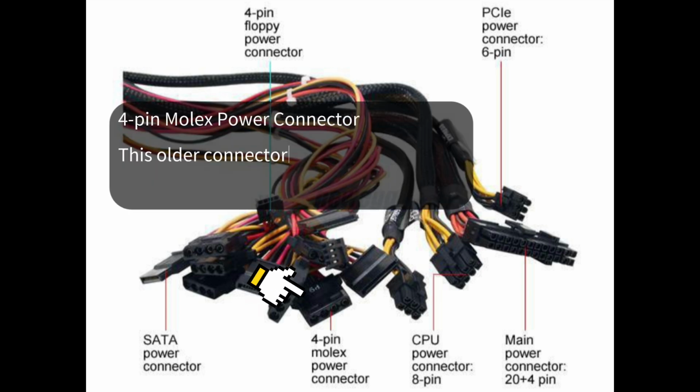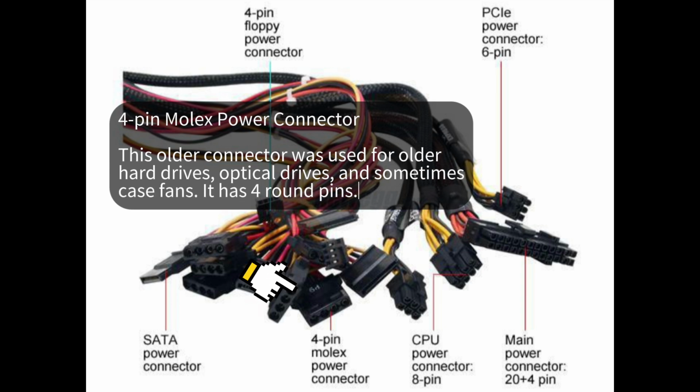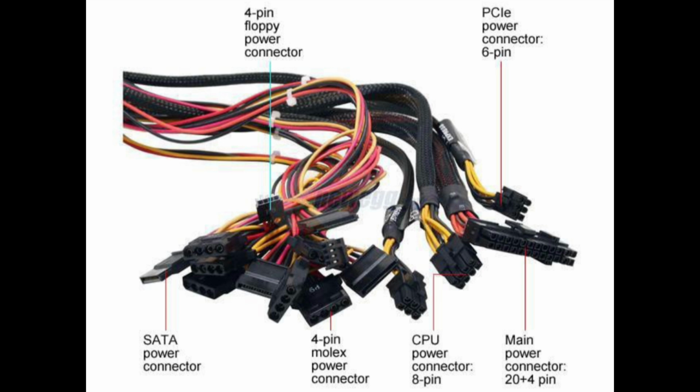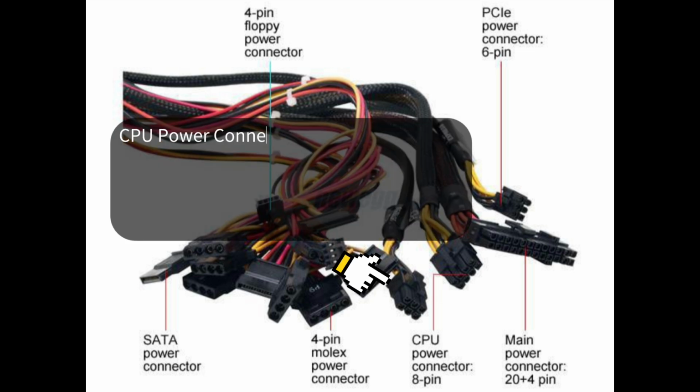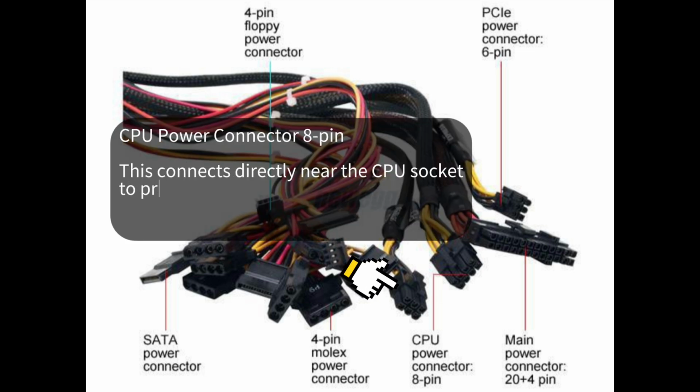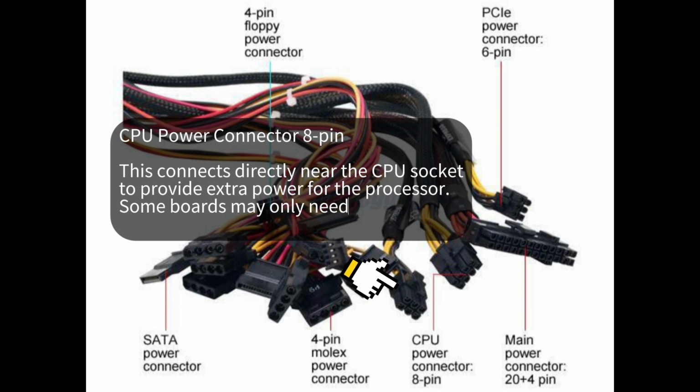This older connector was used for older hard drives, optical drives, and sometimes case fans. It has 4 round pins. This connects directly near the CPU socket to provide extra power for the processor. Some boards may only need 4 pins, but modern ones often use all 8.